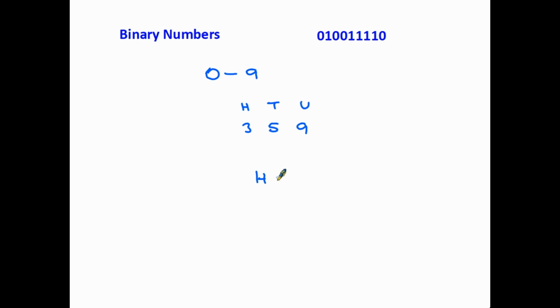Now, in this system, as we go from right to left, each column is therefore worth 10 times more than the previous one. So a 5 in this column is only worth 5, but a 5 in this column is 5 tens. It's 50. Similarly, from the tens to hundreds, that is also multiplied by 10. So 5 in this column is 500, and that's its value. So in the original number that we wrote down, the 3 is 3 hundreds, 5 tens, and 9 units.